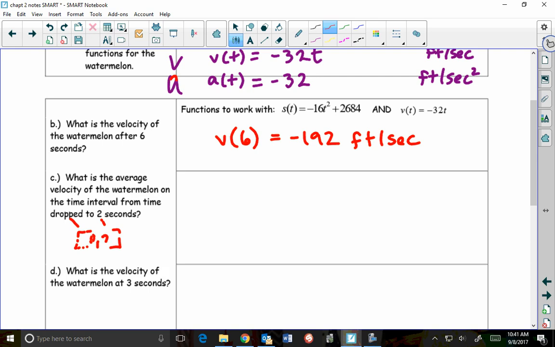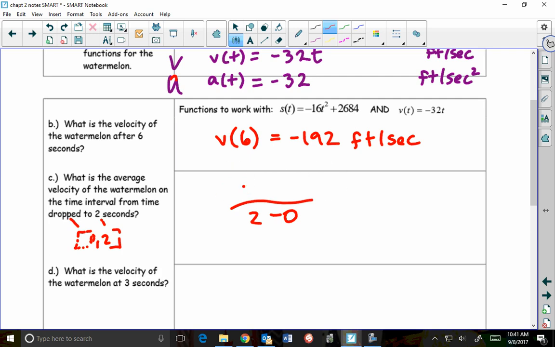Okay. That's what we're struggling with. Okay, nice. I did S of 2 minus S of 0. What? Average velocity, right? V of 2 minus V of 0 over 2 minus 0? No. No! That is average acceleration. Acceleration. Hey.